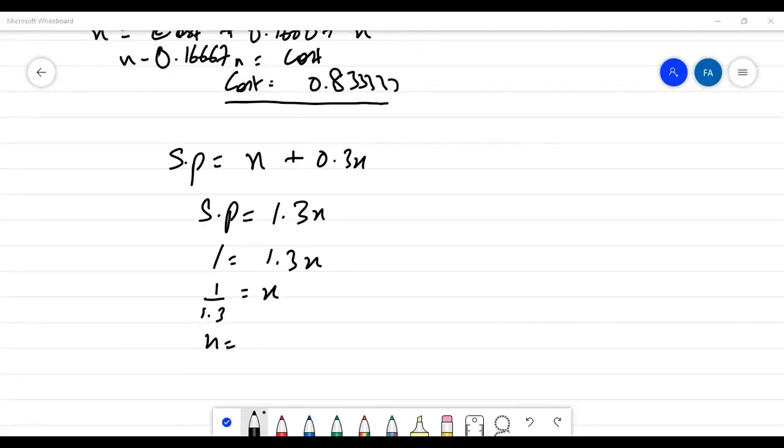Yeah. Let's do that. 1 divided by 1.3 is 0.769, and 1 minus that is 0.231. Is this something like 0.307? Yes, it's actually 0.231. You can see this, that if you round it off, it is 0.231. Okay, no issues at all. Got it.